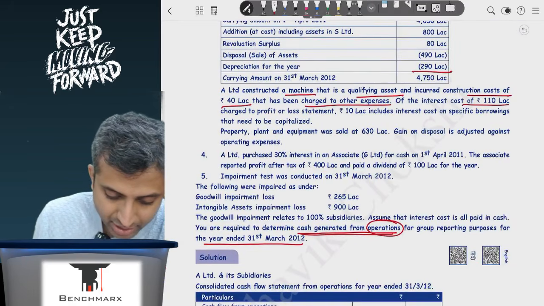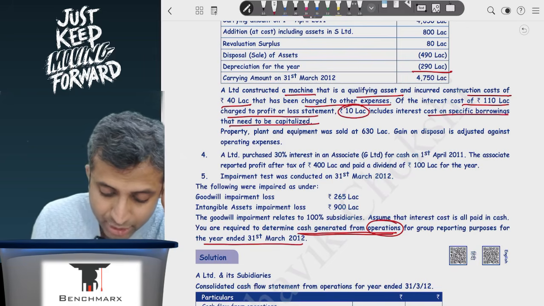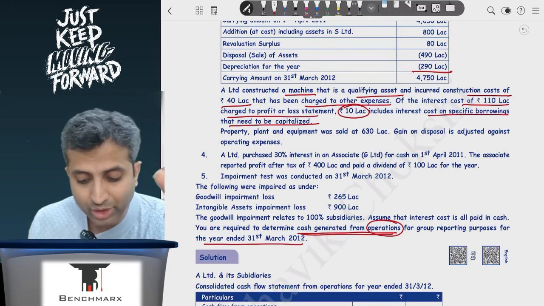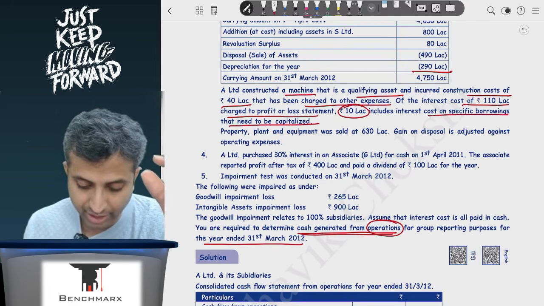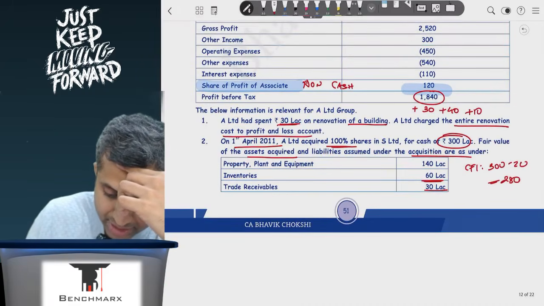Interest cost of 110 is charged to the profit and loss statement, of which 10 is interest on specific borrowings that needs to be capitalized. So your actual interest going in the P&L should be 100, not 110, and hence this 10 will be added back. My interest will be only 100 ideally.